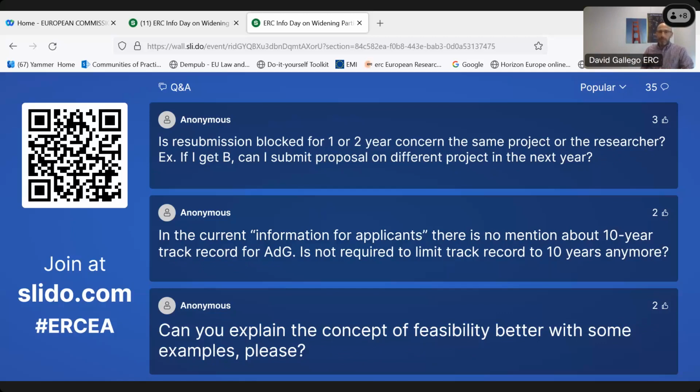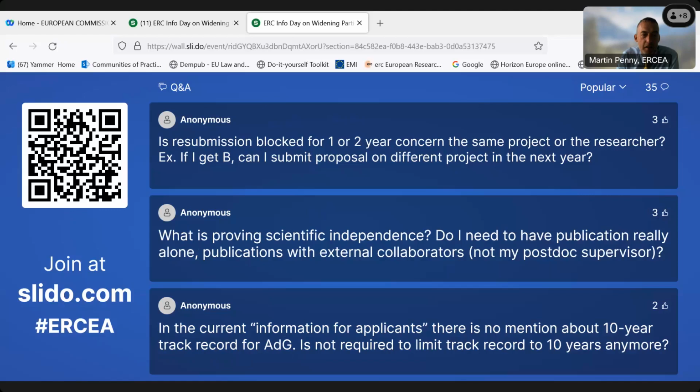Thanks, David. And then a final question which I'll take in this round, I think a really important question. If your resubmission is blocked for 1 or 2 years, does it concern the project or the researcher? Perhaps you can answer that. The researcher. Indeed. So to you as a person.